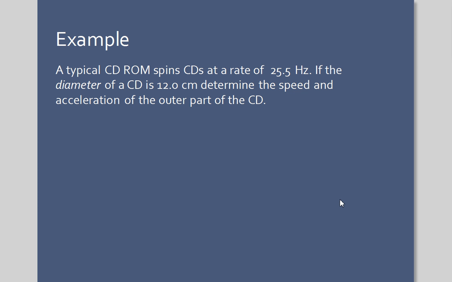So here, 25.5 hertz. That means that the CD inside the device is spinning. If you hit the eject button on your computer, you can hear it spinning in there. So it's 25.5 hertz. Remember, that's the frequency.